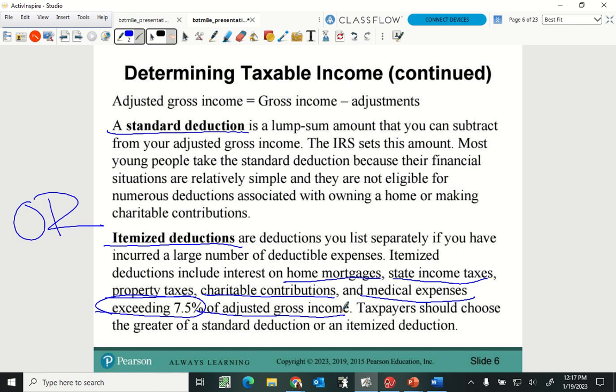So for adjustment, you're going to do this or this. Whichever is greater. When you're doing this, you want your taxable income to be smaller. You don't want it to be bigger, because if it's bigger, you have to pay more taxes. That's why there's this adjustment.